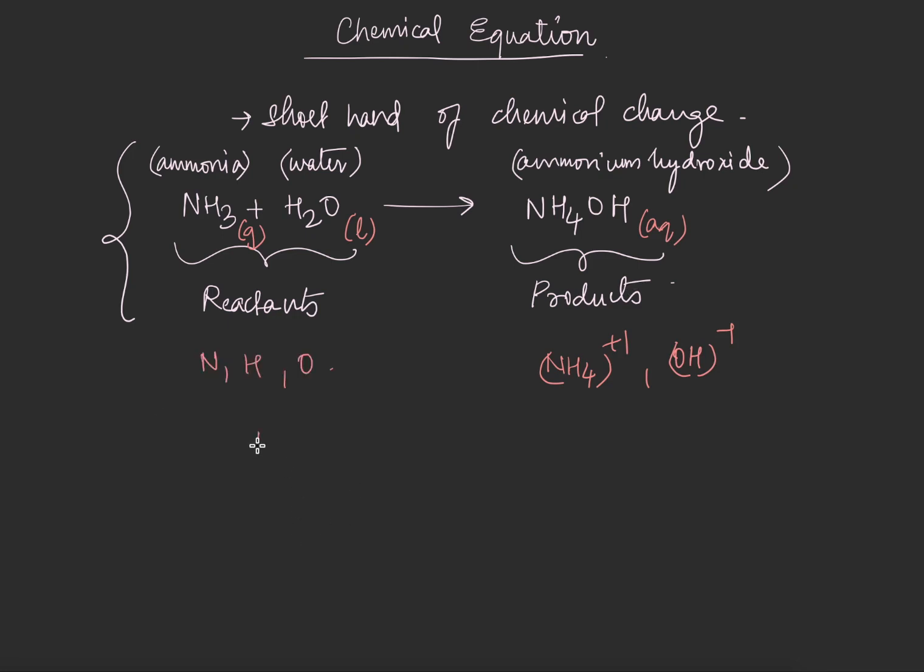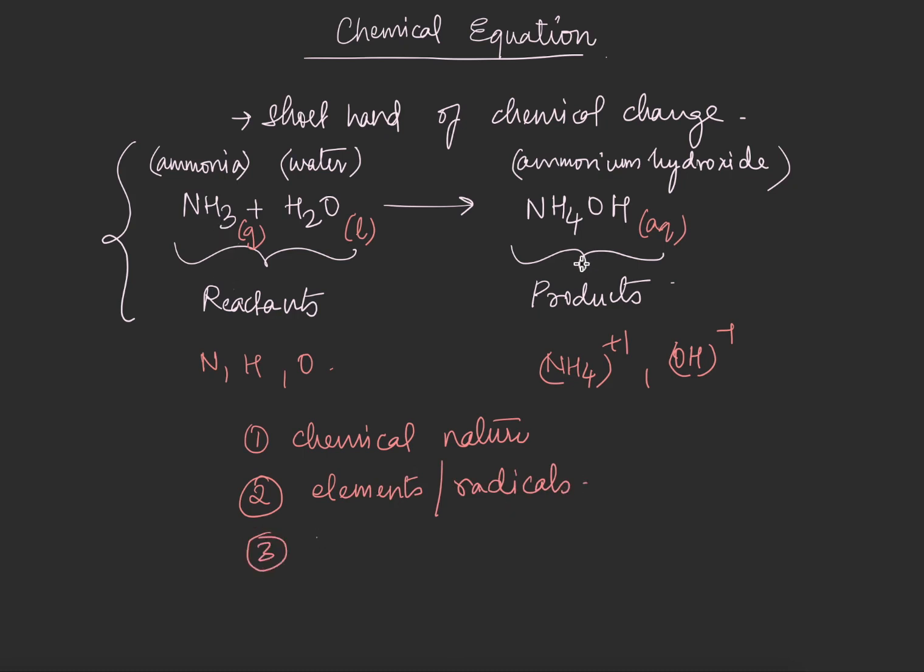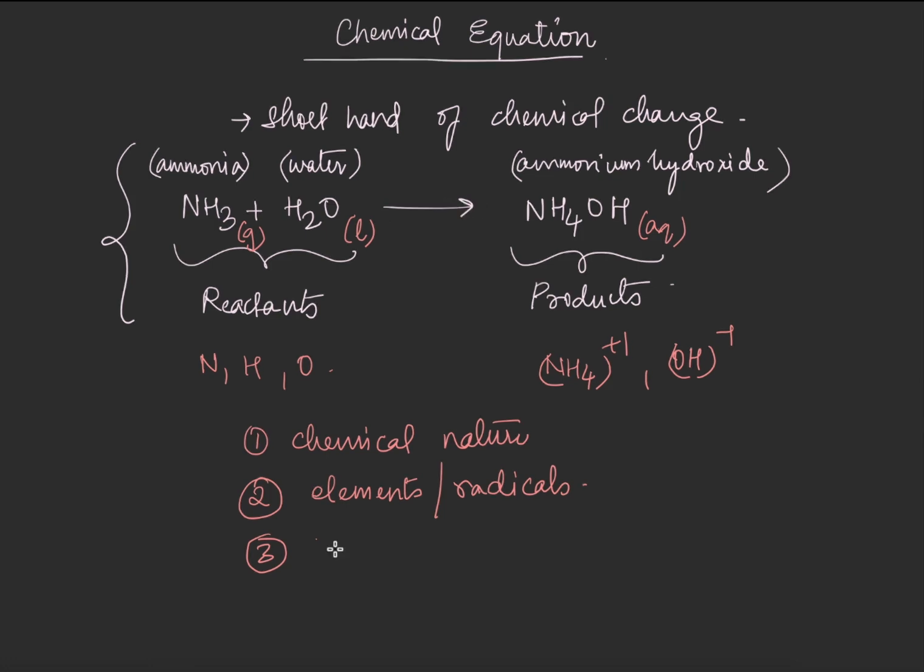What kind of information do you get from a chemical equation? The first information that you get is the chemical nature of the reactants and the products. For example, I have mentioned the states of the reactant and the product, in gaseous state or liquid state. So the nature of the substance is known. You also find out what are the radicals and elements present in a chemical equation. For example, we saw that reactants consist of the compounds ammonia and water. The product formed is ammonium hydroxide.